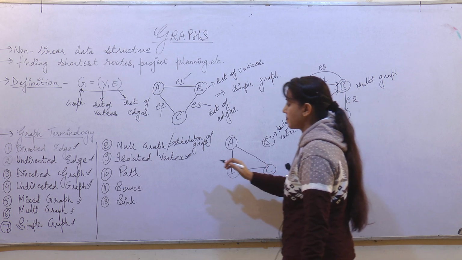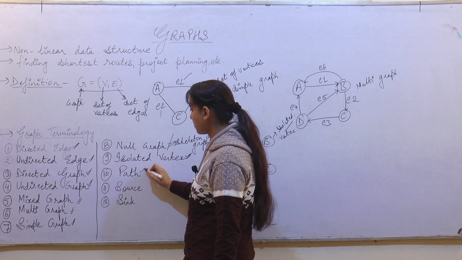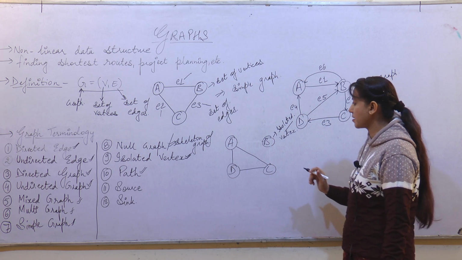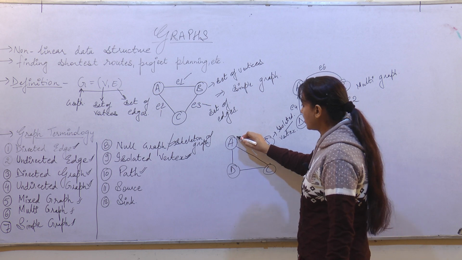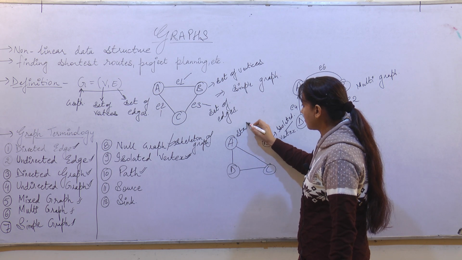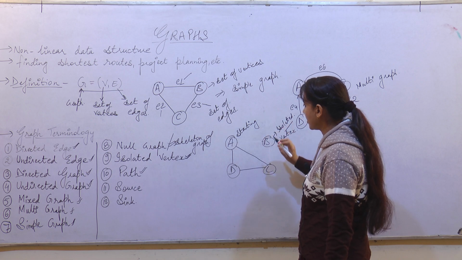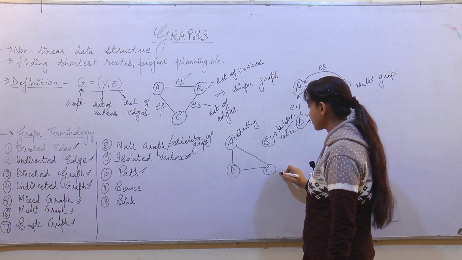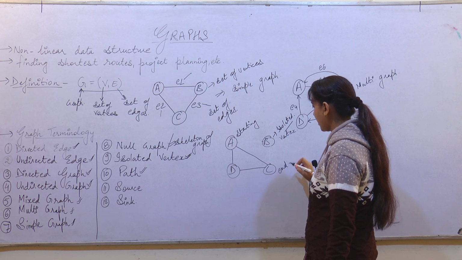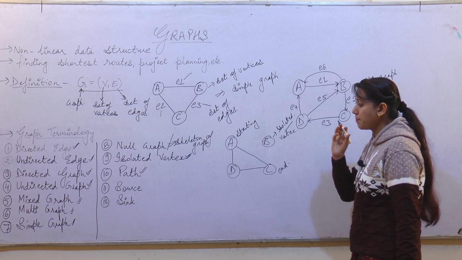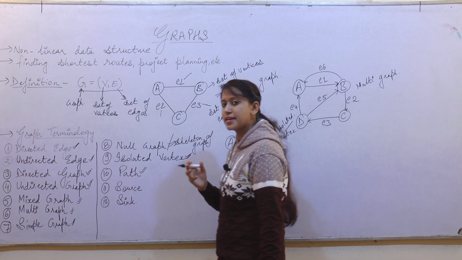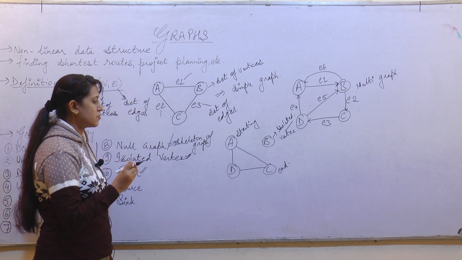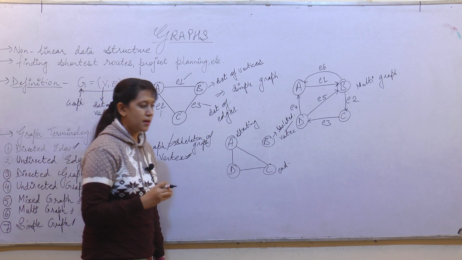Okay, understood? Now the next terminology is path. A path is the node from which we start our journey, the node which we have to reach at the end, and the way that we take to go from our starting node to an ending node is known as the path.